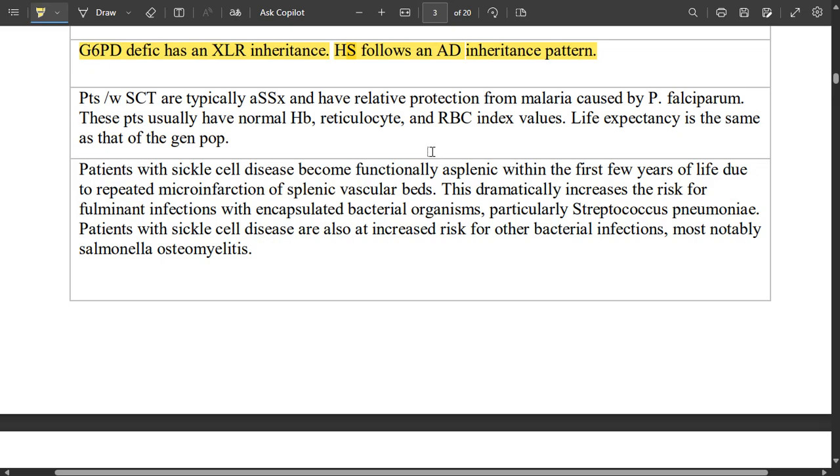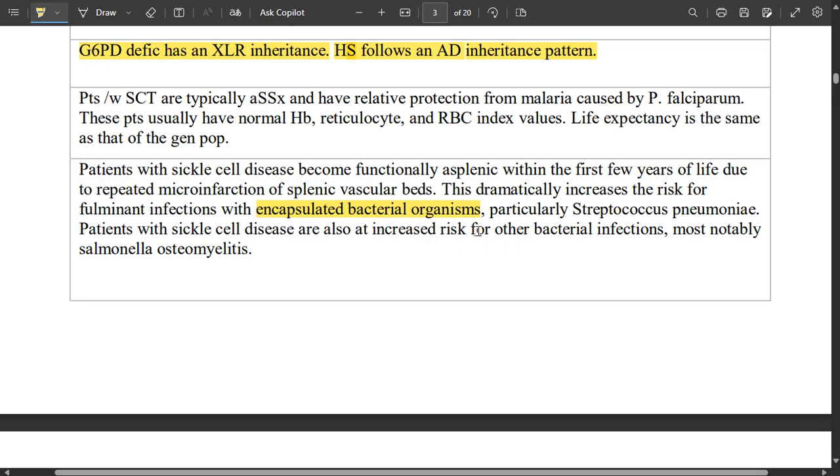The spleen is most responsible for clearing encapsulated organisms. So encapsulated organisms now thrive because of the absence of the spleen, like Streptococcus pneumoniae causing pneumonia, as well as Neisseria meningitidis causing meningitis, and Haemophilus influenzae. So these three encapsulated organisms are frequently associated with sickle cell disease.